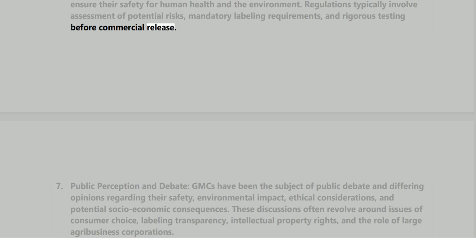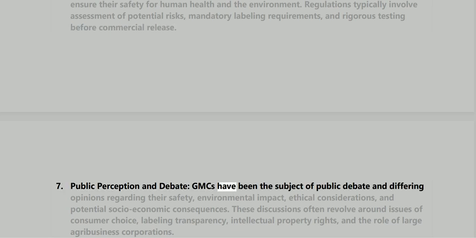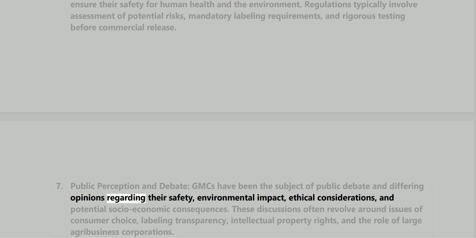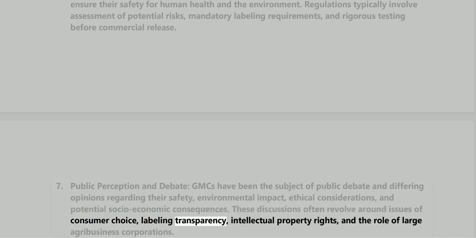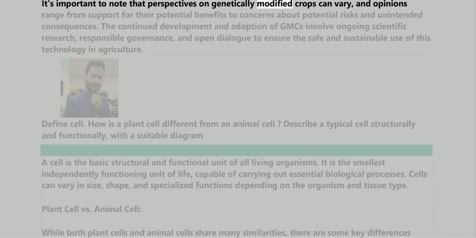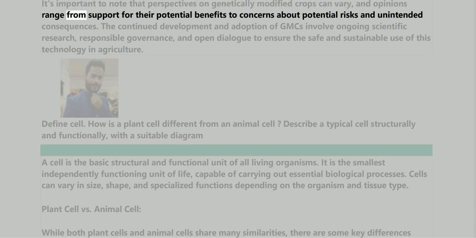7. Public perception and debate. GMCs have been the subject of public debate and differing opinions regarding their safety, environmental impact, ethical considerations, and potential socio-economic consequences. These discussions often revolve around issues of consumer choice, labeling transparency, intellectual property rights, and the role of large agribusiness corporations. It's important to note that perspectives on genetically modified crops can vary, and opinions range from support for their potential benefits to concerns about potential risks and unintended consequences.